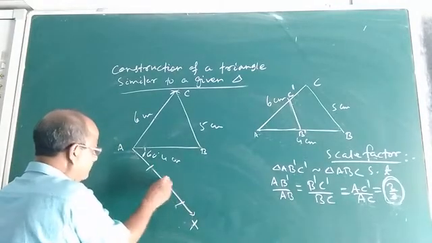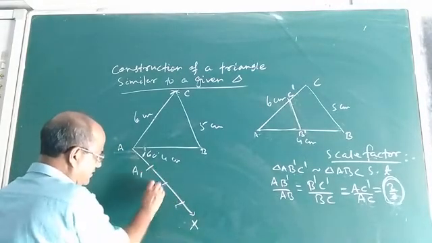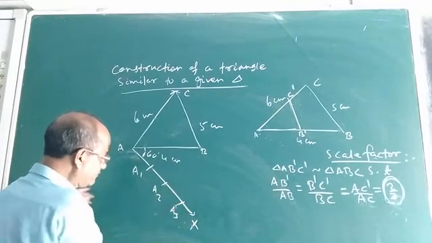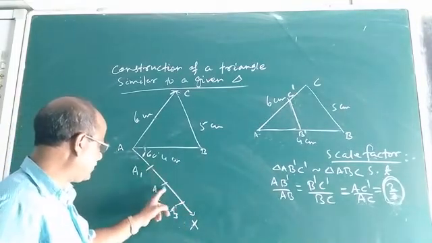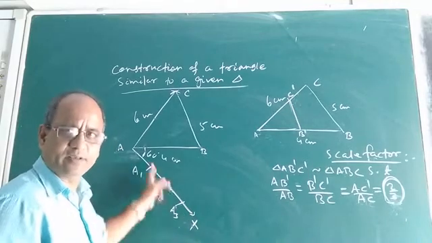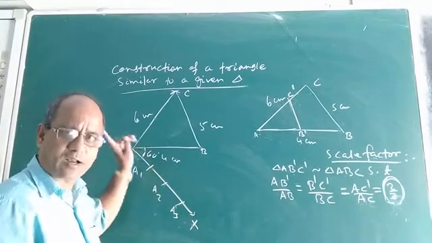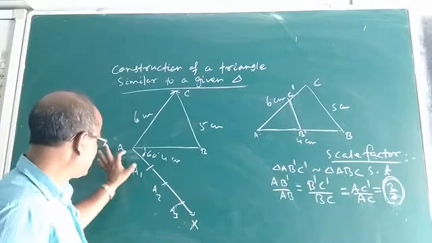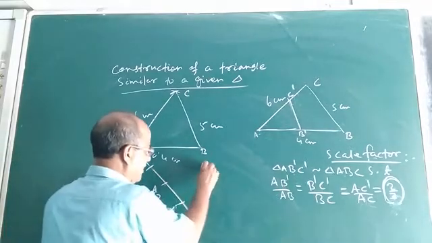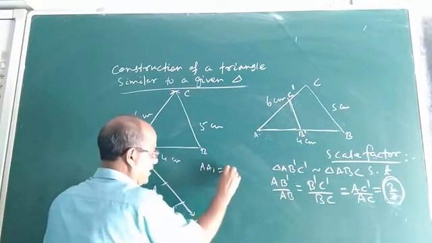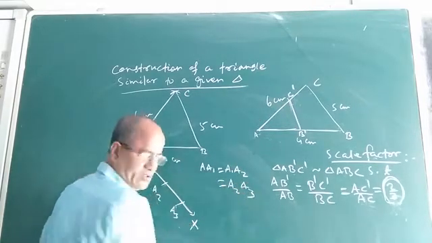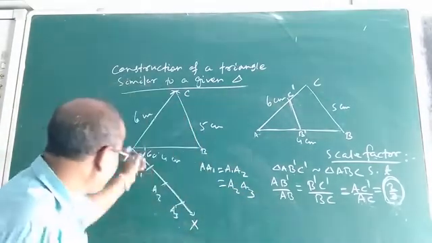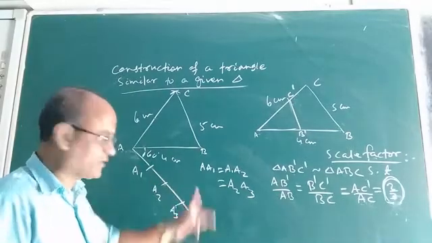Suppose this is part 1, name it A1, this is A2, this is A3. That means the length of arc A1A2 and A2A3, all the arcs should be of the same length. So AA1 will be equal to A1A2, equal to A2A3. Okay. So now after dividing the ray into 3 equal parts, what is the next step?